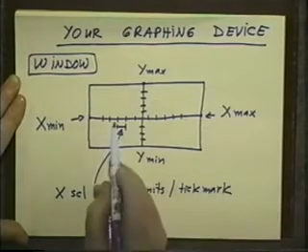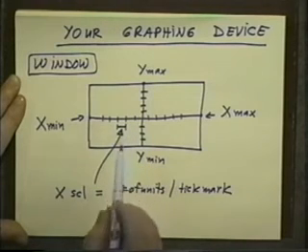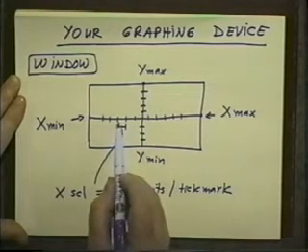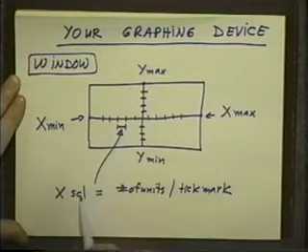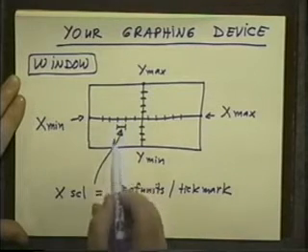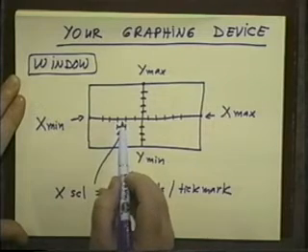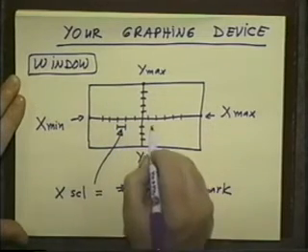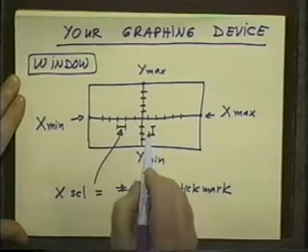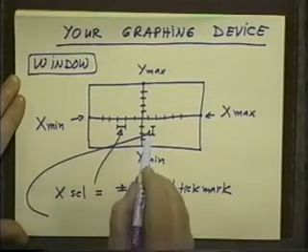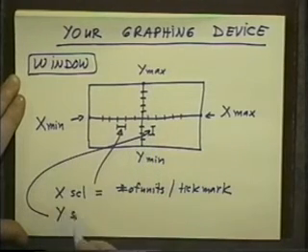Now, tick marks are these little marks along the line. If the x scale is 1, that means this is a length of 1. If the x scale is 2, this is a length of 2. If the x scale is a half, then this unit here measures a half. The same thing goes for the y direction. And of course, as you might expect, this will be called the y scale.